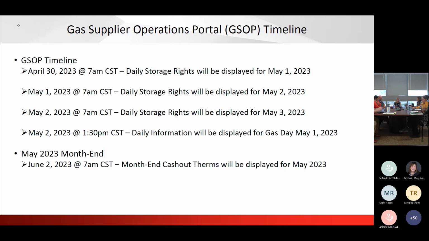On May 2nd, after the conclusion of May 1st, the daily information will be available at 1:30 p.m. Central Standard Time for the reallocation window. May's month-end data will be available on the 2nd of June at 7 a.m. Central Standard Time and continue on the 2nd of each month from there. Just to point out, the portal is a view-only option, so it's not interactive where you manage your nominations through there.